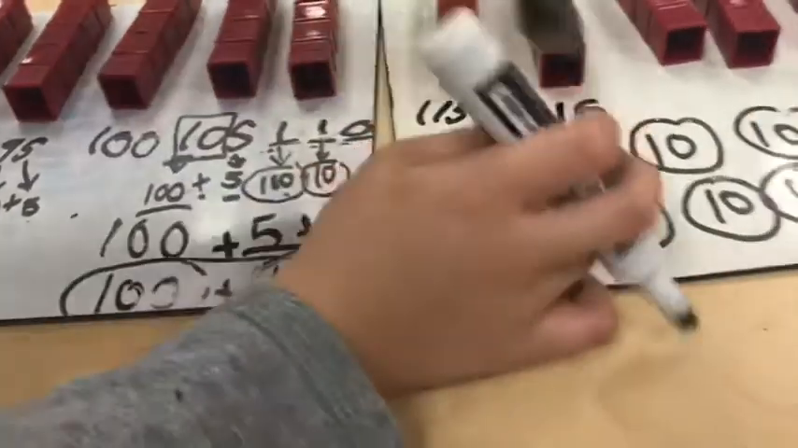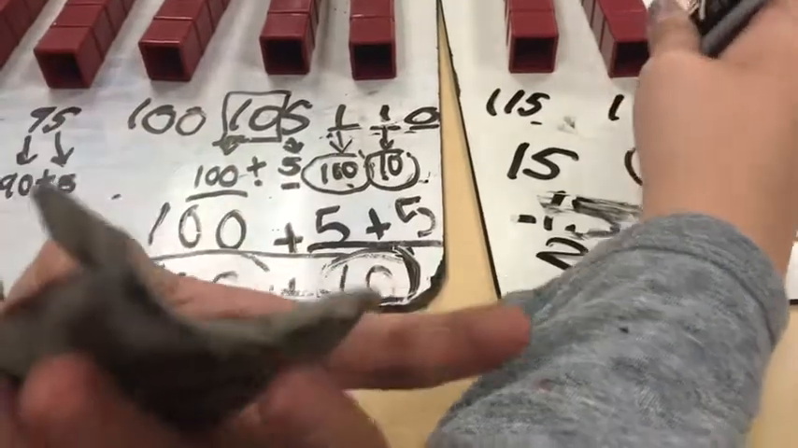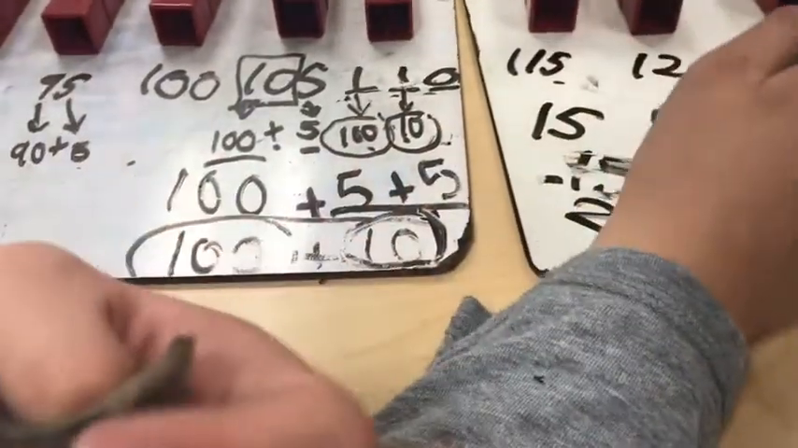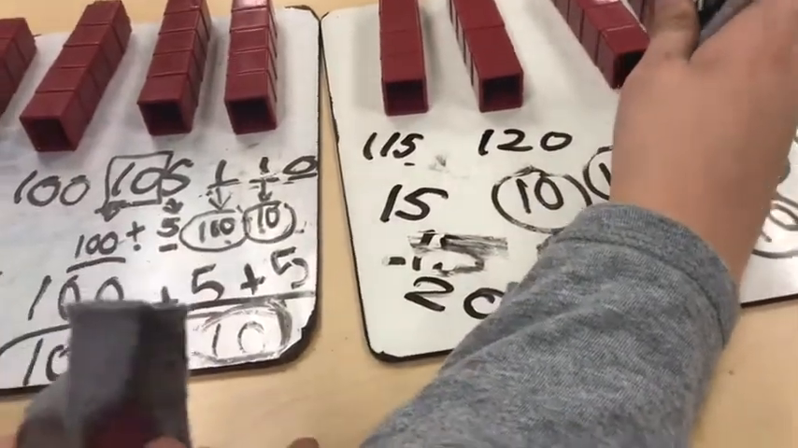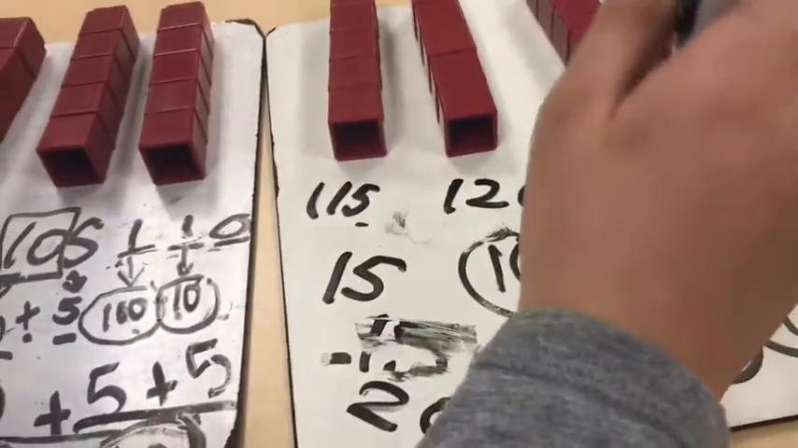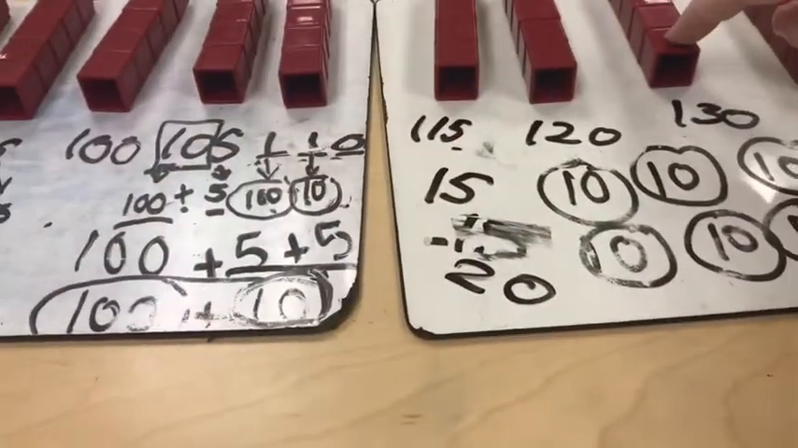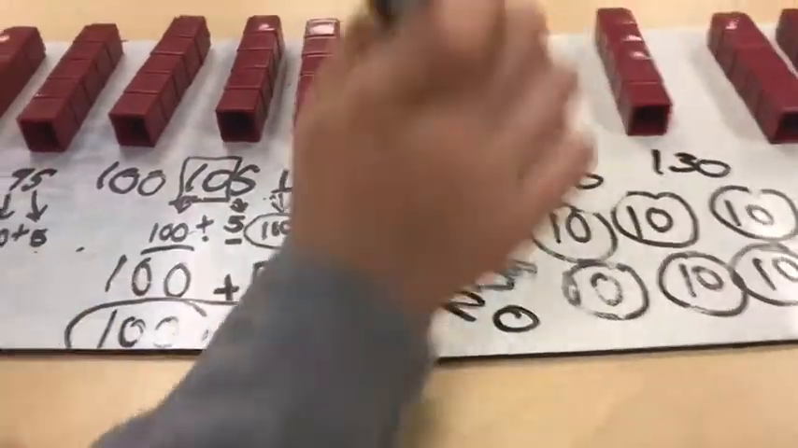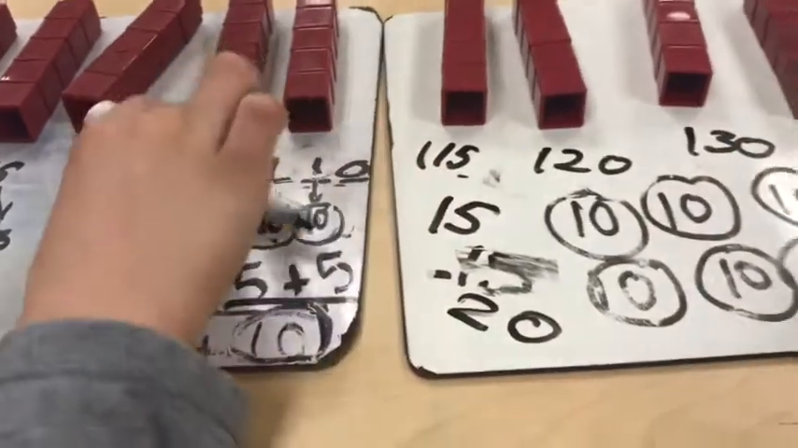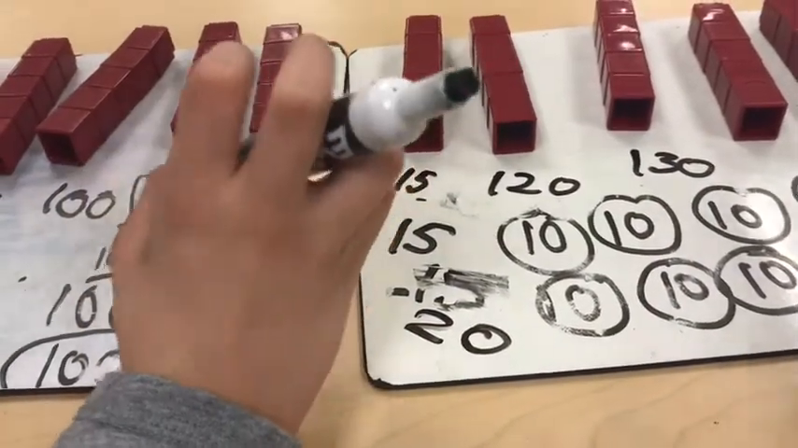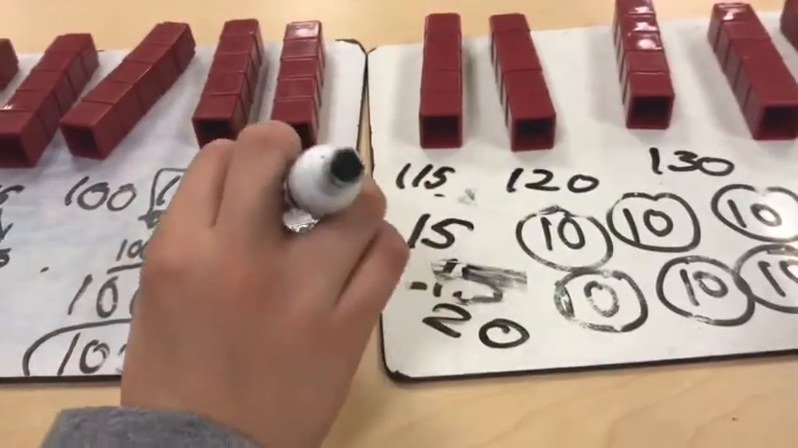Can you fix it? Yes, let me go get an eraser. Yeah, you got it. You're ready. Okay. 105, 110, 115, 120. How much am I adding? What is this right here? Yeah, this is a group of 5. So when you add 20 and 5, what does that give you? 20 and 5 makes what?